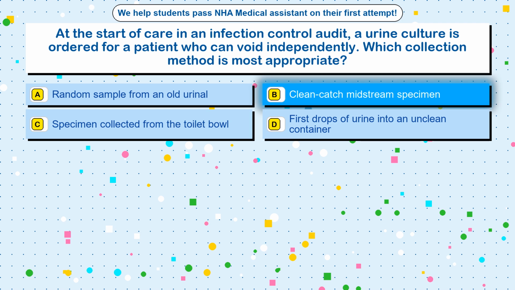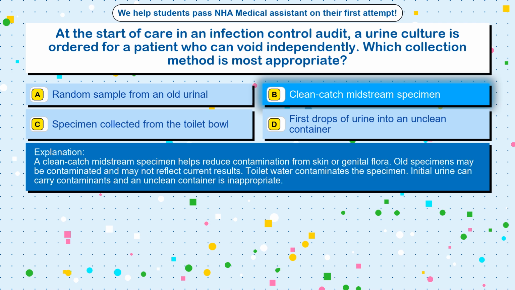The correct answer is option B, clean catch midstream specimen. A clean catch midstream specimen helps reduce contamination from skin or genital flora. Old specimens may be contaminated and may not reflect current results. Toilet water contaminates the specimen. Initial urine can carry contaminants and an unclean container is inappropriate.